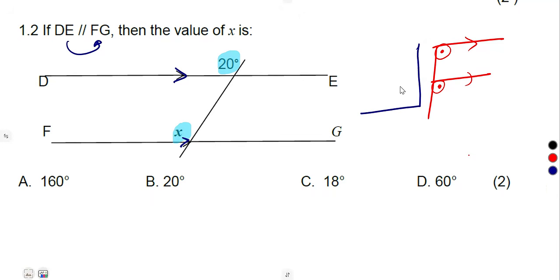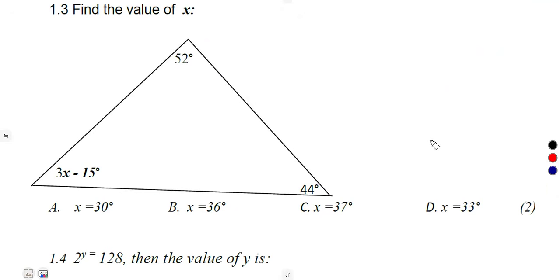It's only that it is given this way. So I talk about this angle to this angle. Our answer was going to be B, x is equal to 20 degrees. We are talking about corresponding angles. We know that they are equal. All right, so that was a direct question.